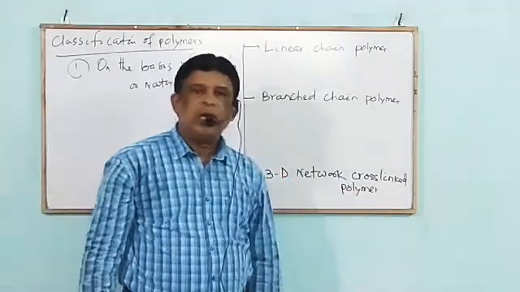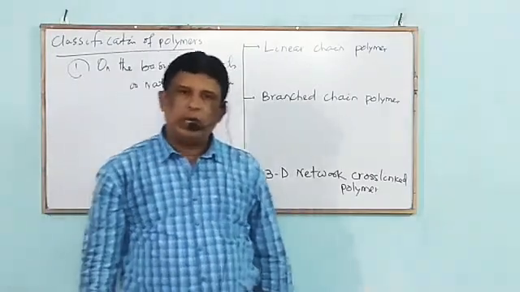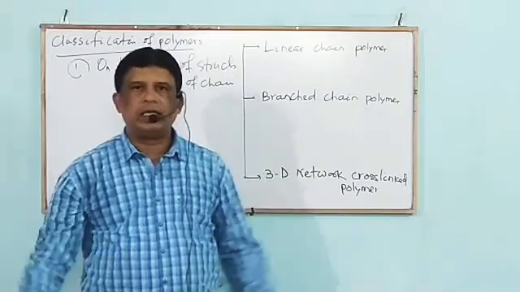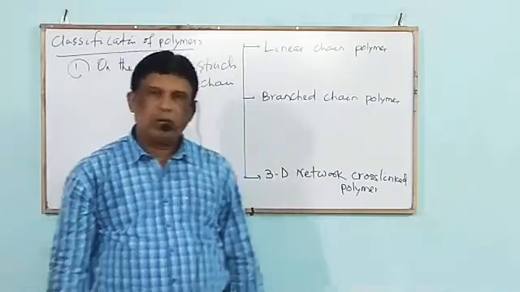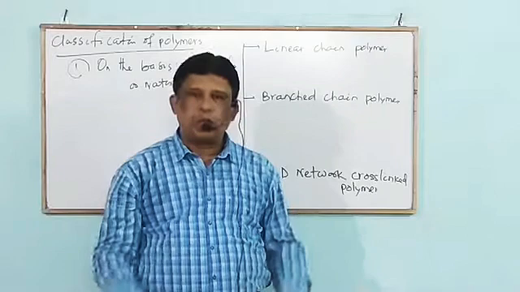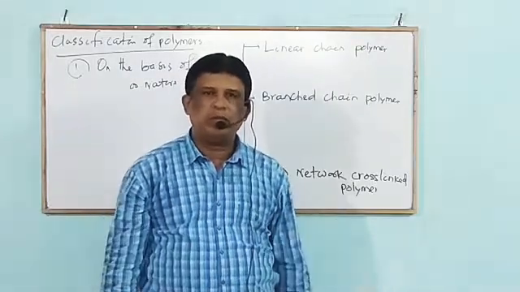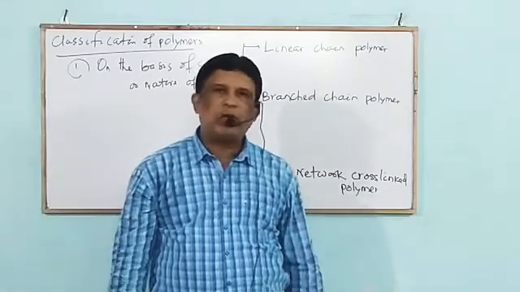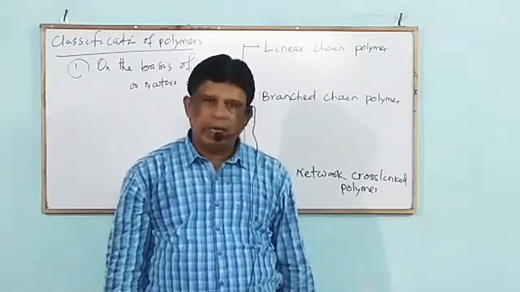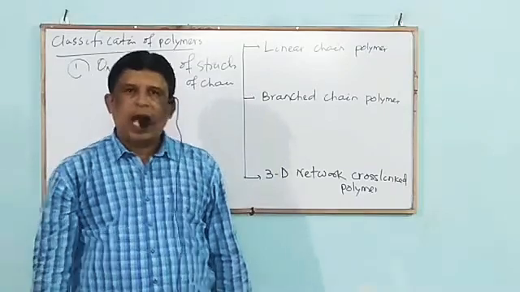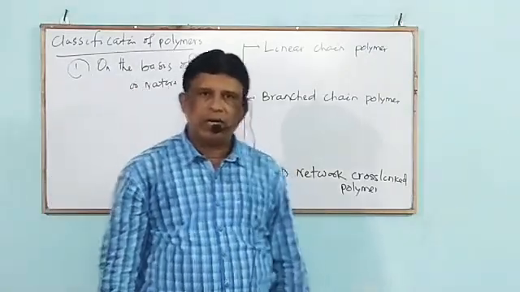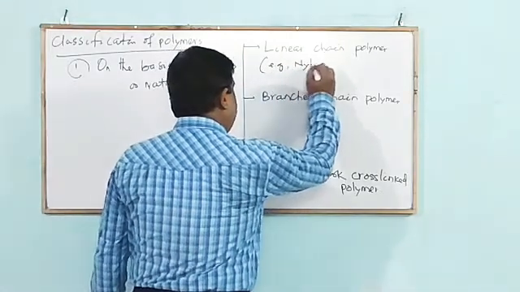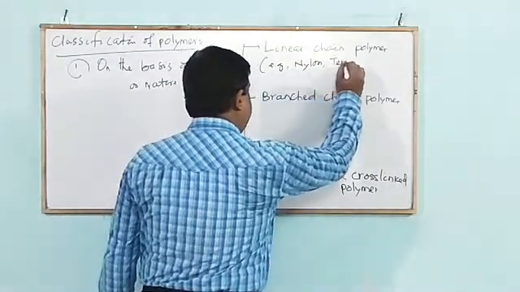Linear chain polymer. That means a polymer in which monomer molecules are joined linearly in a straight chain, as a result of which the intermolecular forces of attraction are maximum. That is known as linear chain polymer. Due to the strongest force of attraction, they have high melting point, high density, high tensile strength. For example, nylon, terylene.